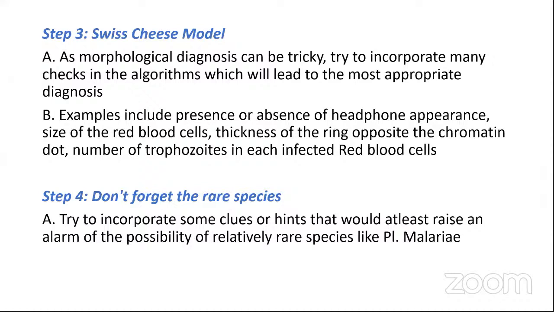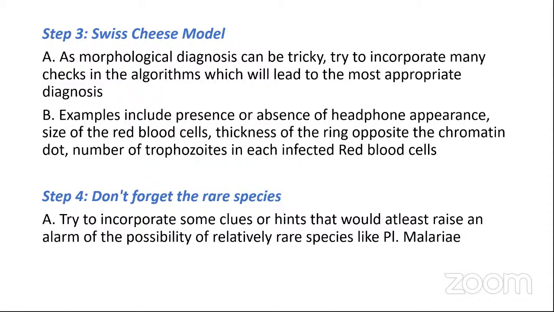For example, the size of the red cell, how many trophozoites are present in the red cell, what is the thickness of the ring opposite the point. So all these factors would be differentiating, but no one factor would be diagnostic of one particular species. And this is where a Swiss cheese model would be important. You would try to incorporate many checks in the algorithms, which will lead to the most probable diagnosis.